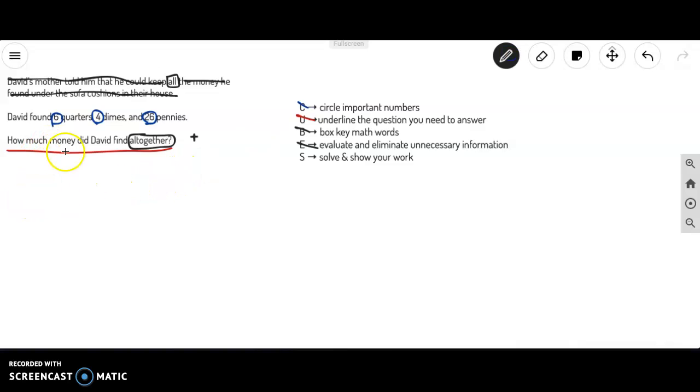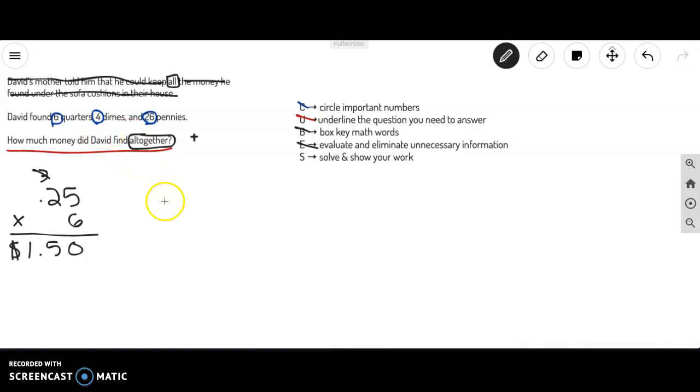So let's work on this. So David found 6 quarters. So we know a quarter is worth 25 cents. And we have 6 of them. So I'm going to multiply that times 6. Now, the key when multiplying with decimals is to notice how many decimal places you have. We have 1, 2 of them. That's going to be the same in our answer. And then we just follow typical multiplication rules. So we're going to multiply 6 times 5, which is 30. Carry the 3. 6 times 2, which is 12, plus 3 is 15. 5, 1. So 6 quarters is equal to $1.50.